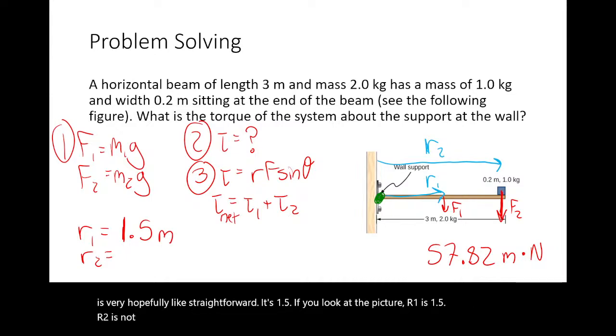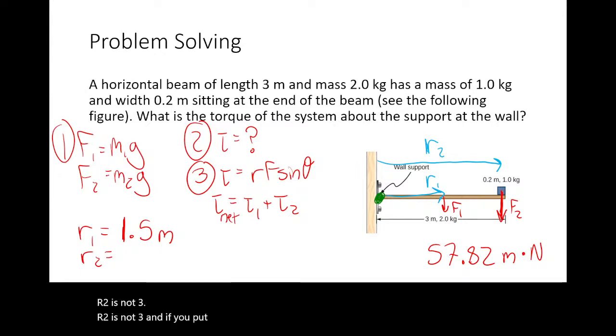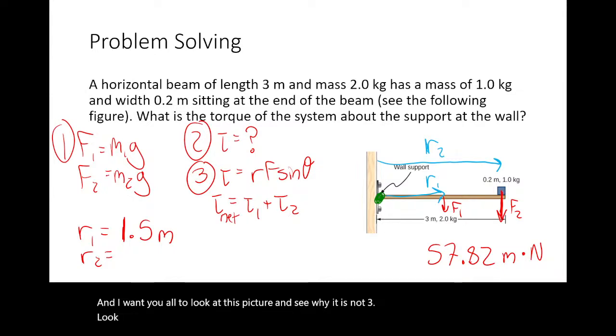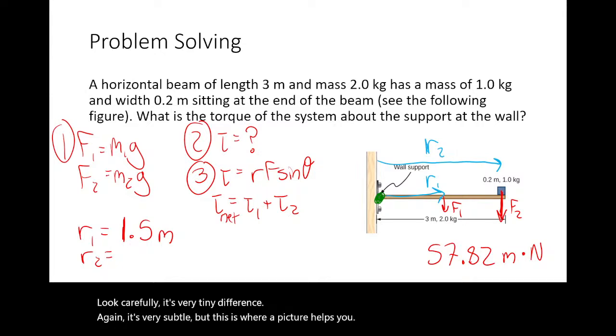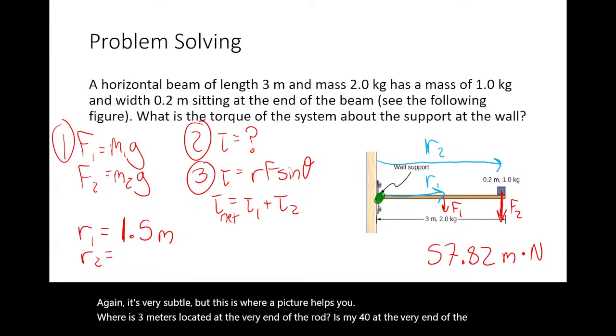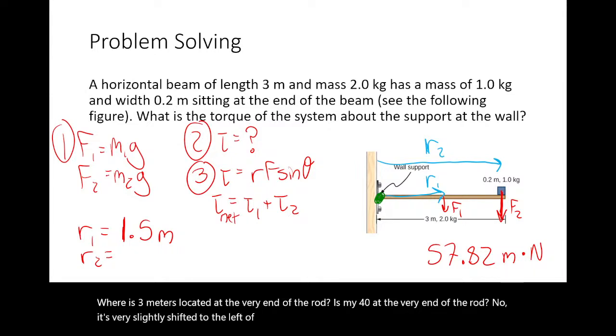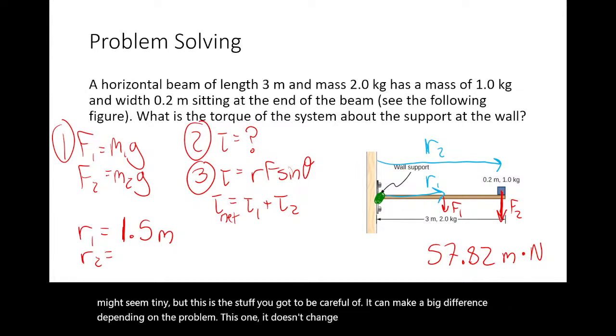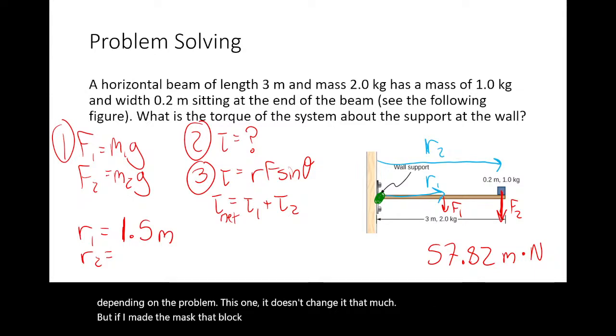R2 is not 3. If you put R2 as 3, it is incorrect. I want you all to look at this picture and see why it is not 3. Look carefully. It's a very tiny difference. It's very subtle, but this is where a picture helps you. Where is 3 meters located? At the very end of the rod. Is my force arrow at the very end of the rod? No, it's very slightly shifted to the left of that, because it's the center of mass of this object. It might seem tiny, but this is the stuff you have to be careful of. It can make a big difference depending on the problem. This one, it doesn't change it that much. But if I made the mass of that block like 20 kilograms, it would matter a lot.